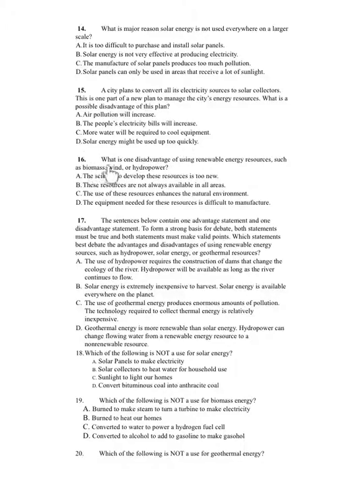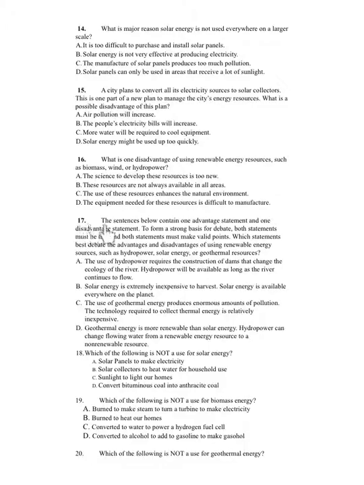Number 16. What is one disadvantage of using renewable energy resources, such as biomass, wind, or hydropower? A. The science to develop these resources is too new. B. The resources are not always available in all areas. C. The use of these resources enhance the natural environment. D. The equipment needed for these resources is difficult to manufacture.